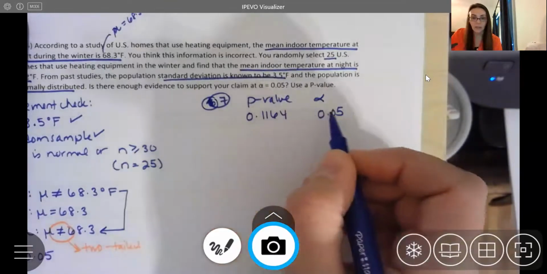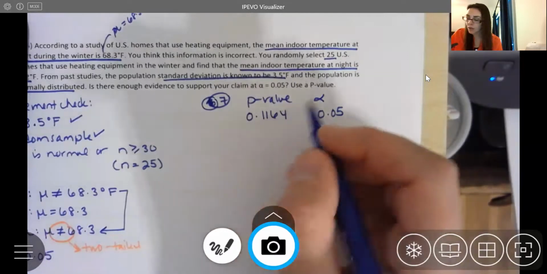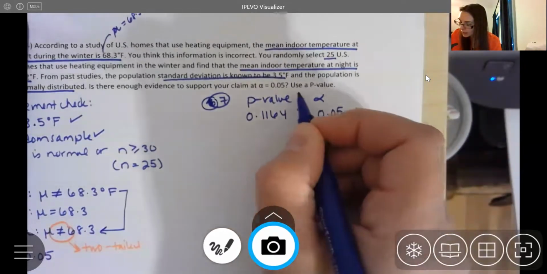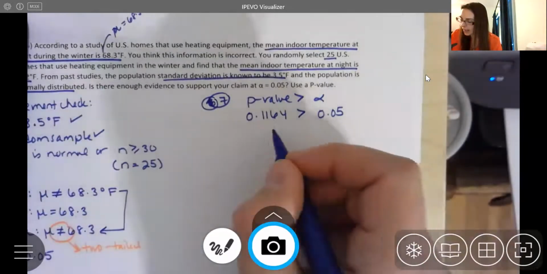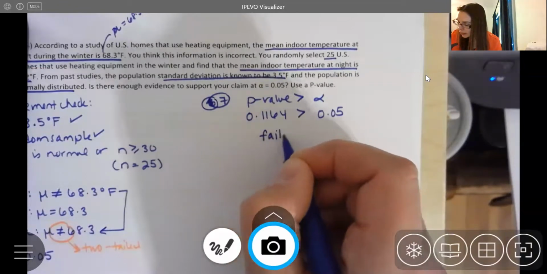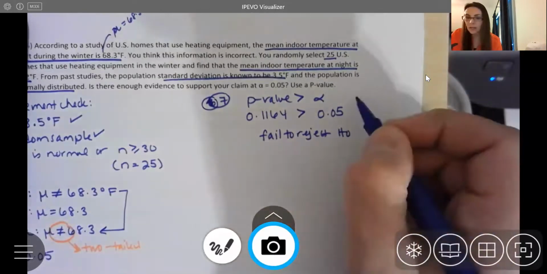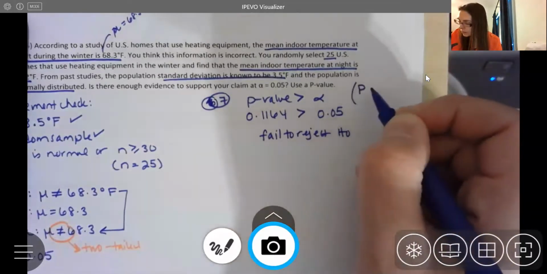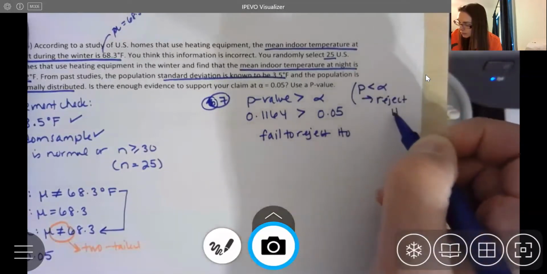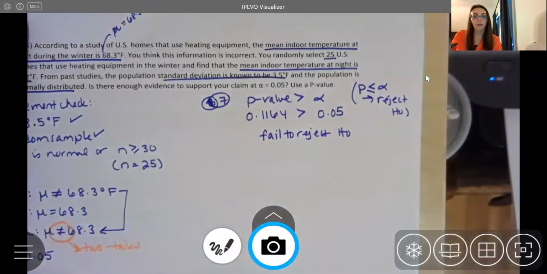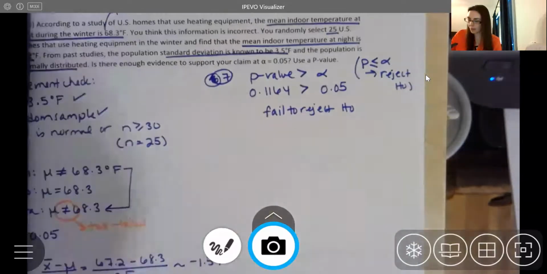Now this value is definitely bigger. So 0.11 compared to 0.05, right? 0.11 is bigger. Our p-value is bigger. So if our p-value is bigger than the alpha, you are going to fail to reject the null hypothesis, okay? Remember, if your p-value is less than alpha, or less than or equal to, sorry, then you reject. If your p-value is bigger than alpha, then we fail to reject. So we're not going to reject the null hypothesis here.